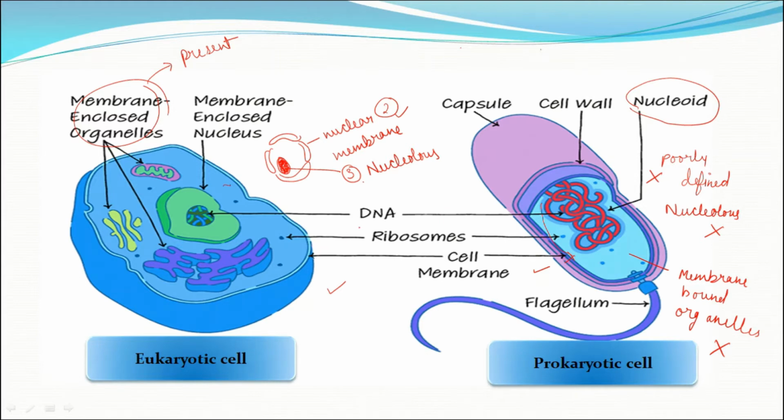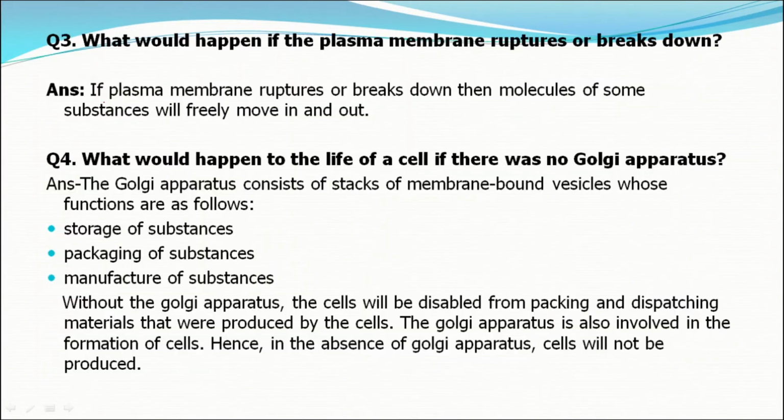Now moving to our next question. Your next question is, what would happen if the plasma membrane ruptures or breaks down? If plasma membrane ruptures or breaks down, then what will happen? Suppose this is the cell. If this region breaks down, the content of the cell releases out into the atmosphere, the cell will dry and it dies after some time. Are you getting it?